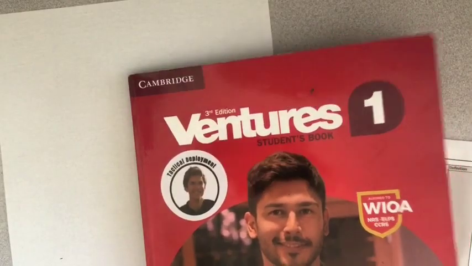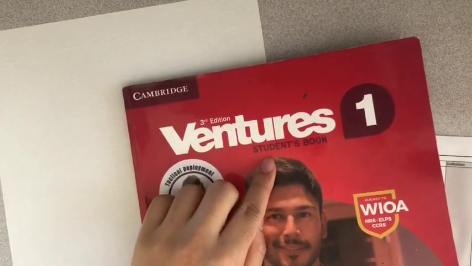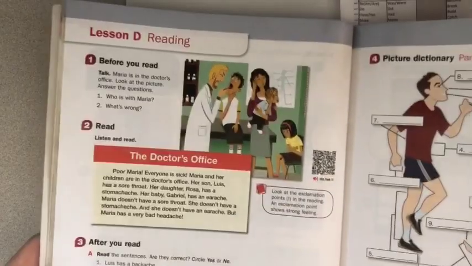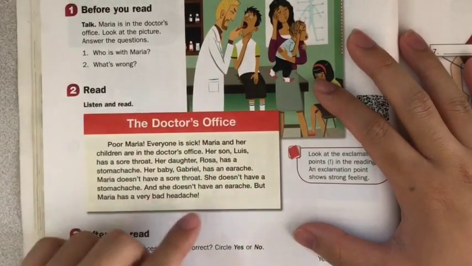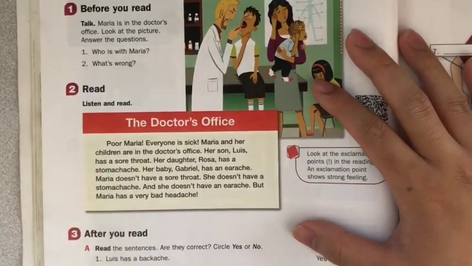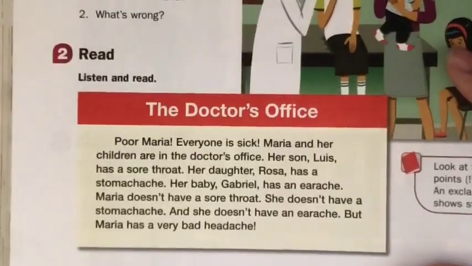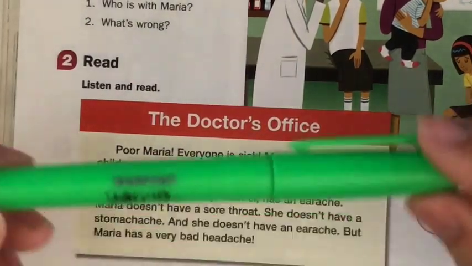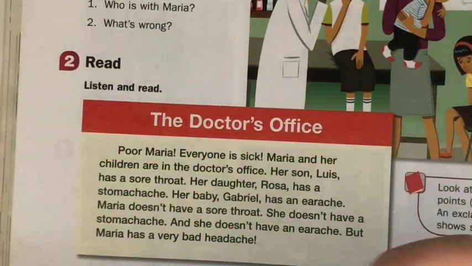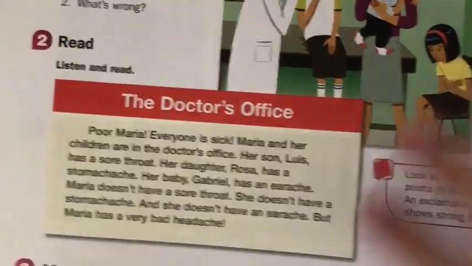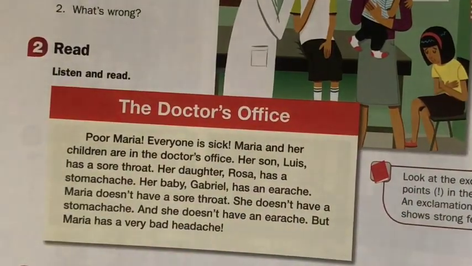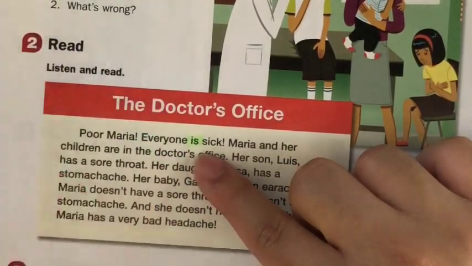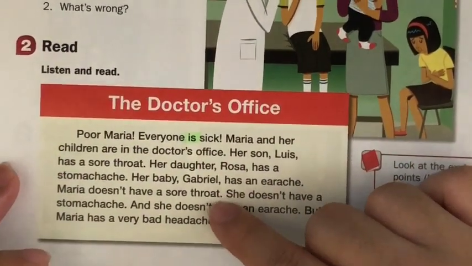Okay, now I'm going to do one more practice. In the student book, I'm on page 50. Page 50 is part of Unit 4, Health. We are going to read this story, and then we will write the story in past tense. When I read the story, I'm going to color the verbs in green. The doctor's office. Poor Maria. Everyone is sick. The word is a verb. Can you see green? Yeah, you can see that, okay.